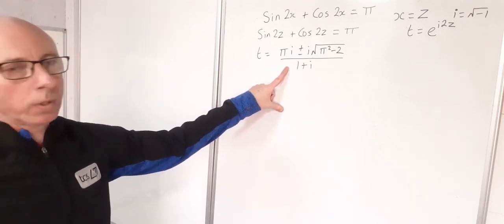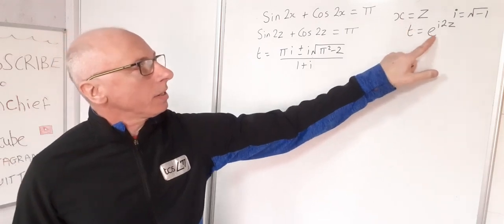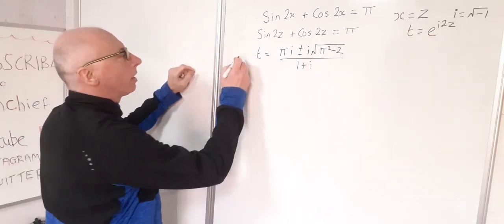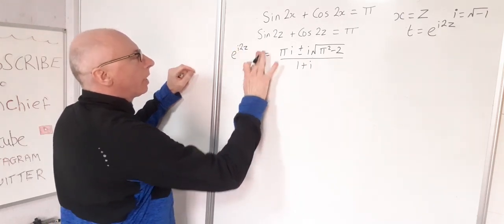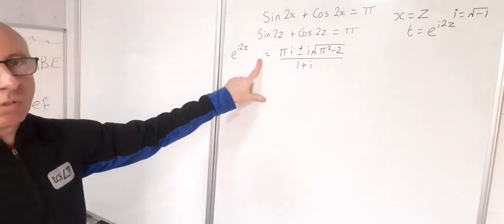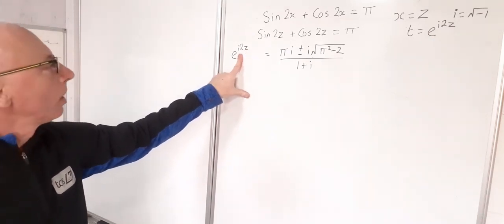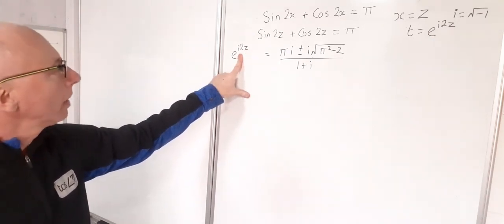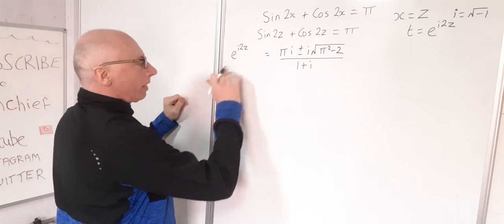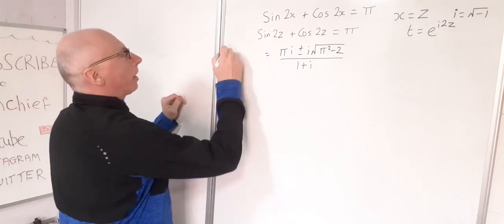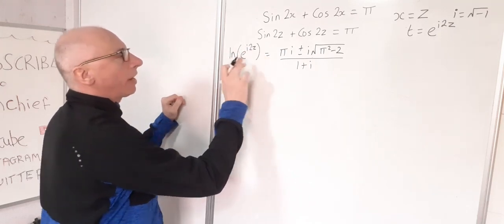T is not what our goal is to find. Our goal is to find z and then x. So t is in this form. So this t here, I can write that as e to the i 2z, and then that's equivalent to t. So that's what I could write now as my equation. So I need to get z on its own out of this. So to do that, if I take the natural log on both sides, I can cancel the e. So let's just write this inside here like this. So natural log of e to the i 2z, so that takes care of that, equals this.